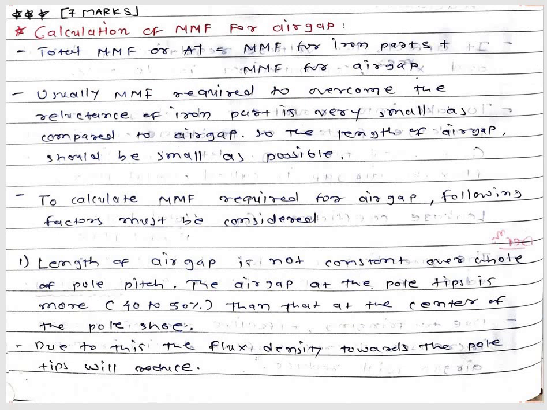Usually the MMF required to overcome the reluctance of the iron part is very small as compared to the air gap. So the MMF required for the iron parts is very small as compared to the air gap. In the air gap, a very high value of MMF is required compared to the iron parts. Now to calculate the MMF required for the air gap, the following factors must be considered.